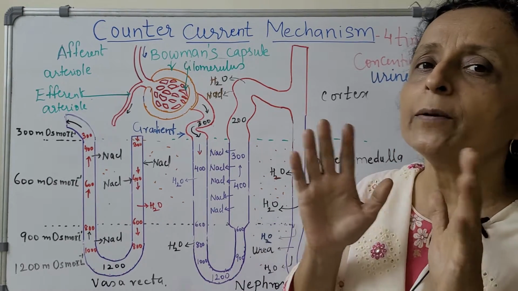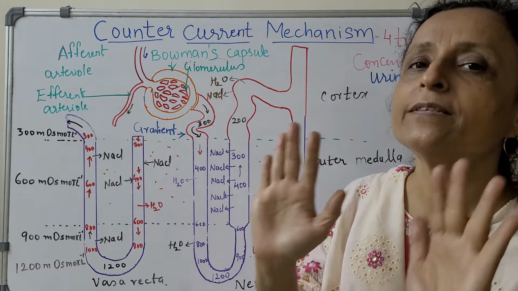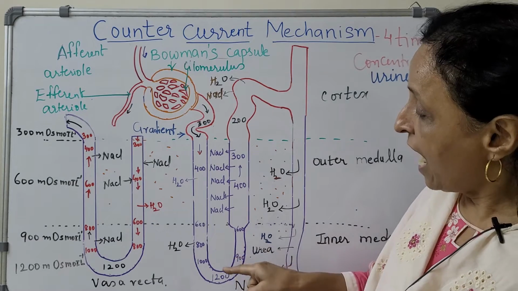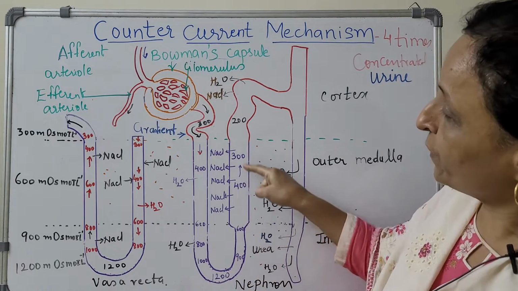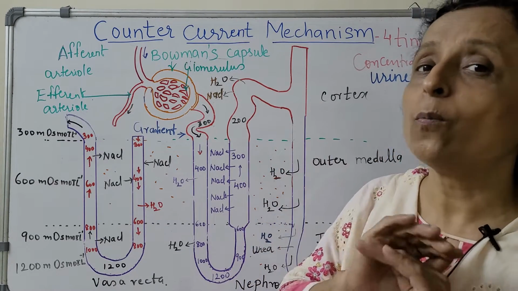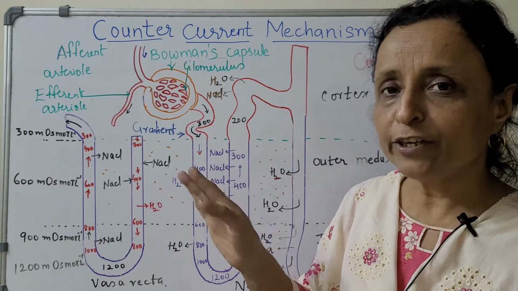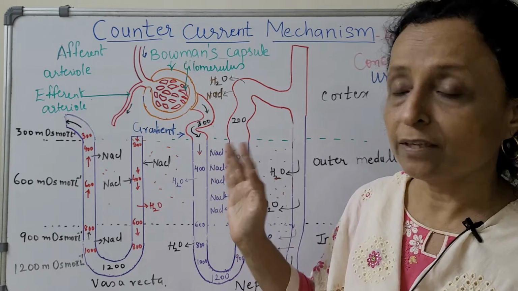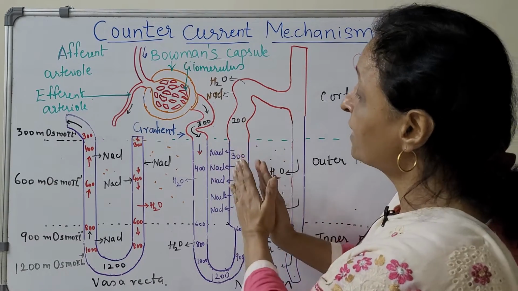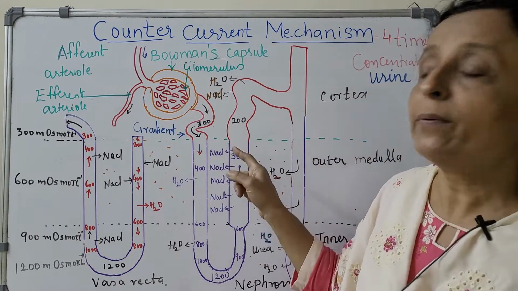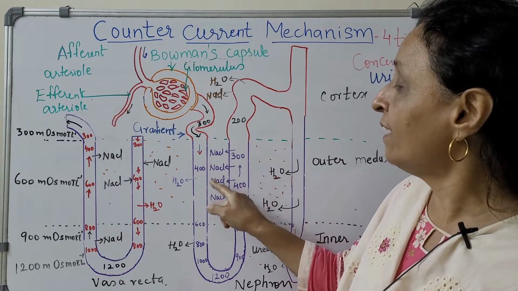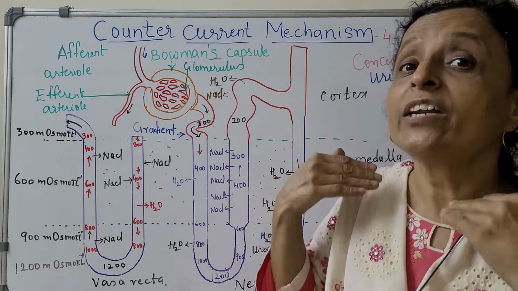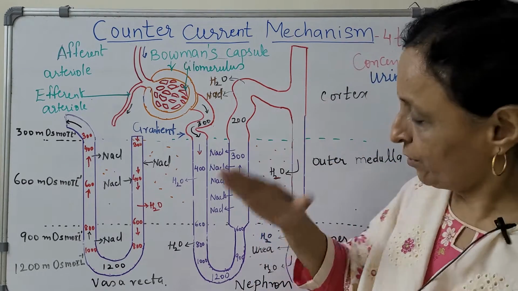Now, permeability to water is present only up till this region. As this tube goes into the ascending limb, the water will not enter or be given out. It is impermeable to water. Here in the ascending limb, it is only permeable to NaCl. NaCl will be given out, and now the reverse process will take place.